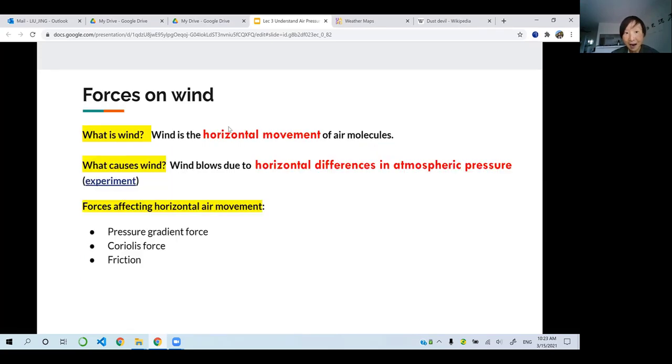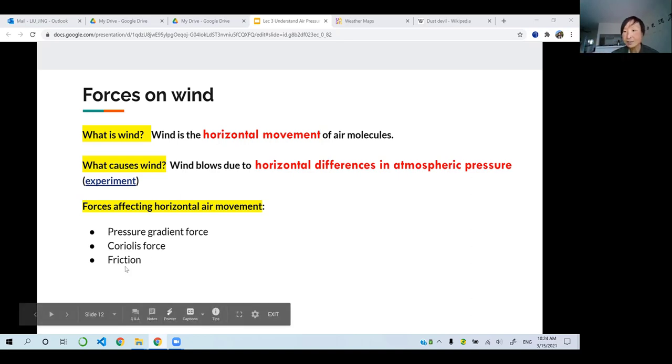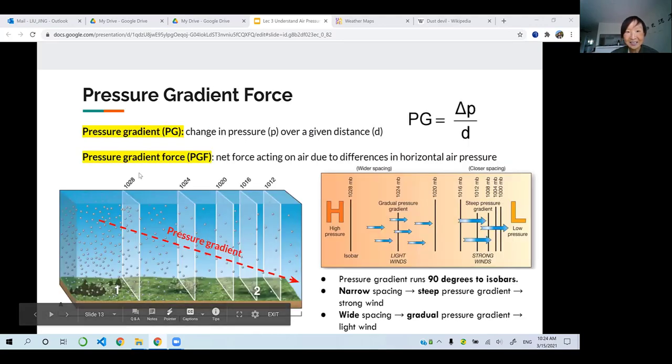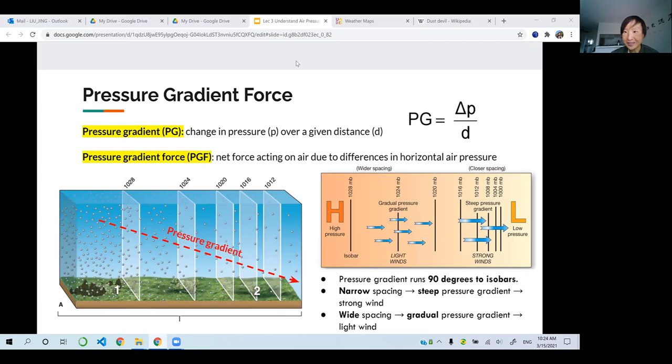Okay, so forces on wind are the next very important thing. Wind is a horizontal movement of air molecules. It is affected by three forces: the air pressure gradient, how fast air pressure changes; the Coriolis force, due to the earth spinning; and also friction. You know what friction is, right? So how does each of those forces affect wind speed and wind direction? The pressure gradient force, like I said earlier, is a change in pressure, okay?